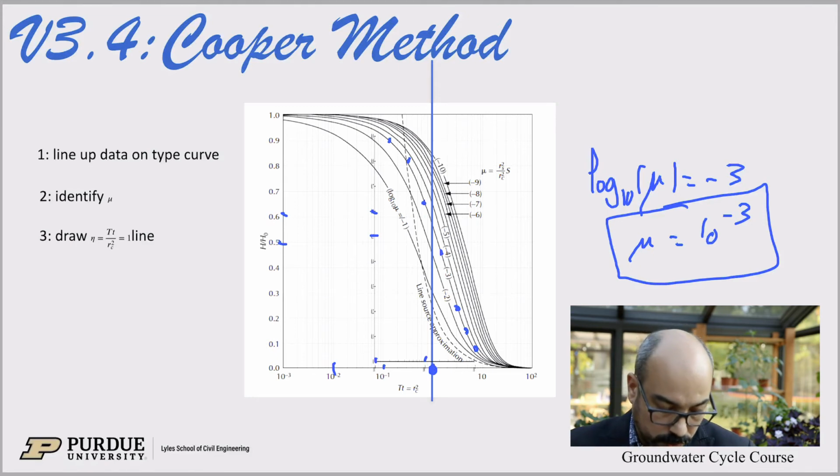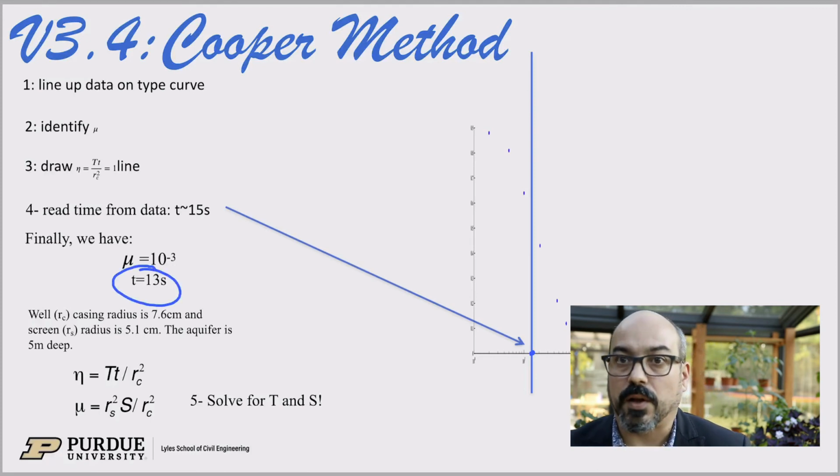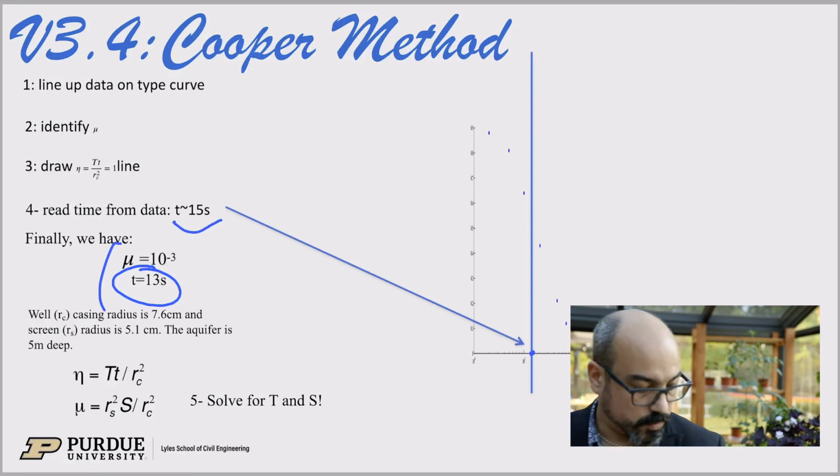And now what we'll want to do is read the time on the x-axis from the data. So I just blew that up on the next slide here so you can see. So this is where eta is 1 was. And now we can read this time, and that looks like 10 to the 1 is 10. So we're between 10 and 20 somewhere, right? So 13 seconds on the x-axis. Okay, so now we have around 15 seconds. It's between 10 and 20 somewhere.